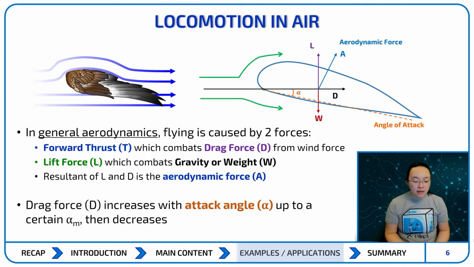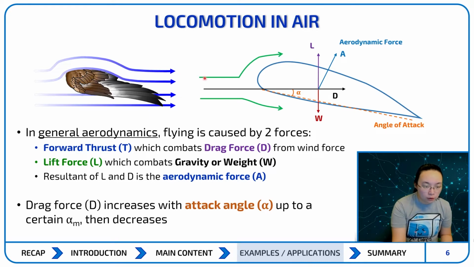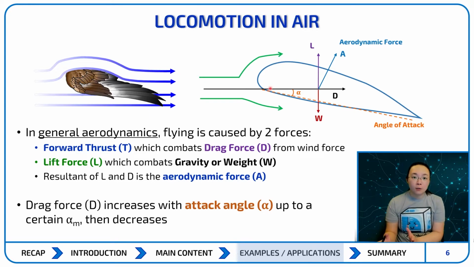So in this case, you have wind in green attacking the wing at a certain angle of attack, and that angle of attack is alpha. That wind, which is hitting the wing straight on, provides a drag force D. So that drag force is the friction force that's in air. It's the retarding force that prevents the object from moving forwards.